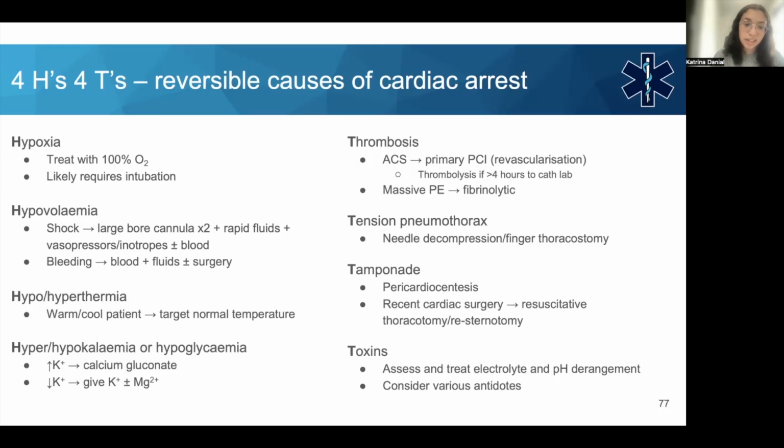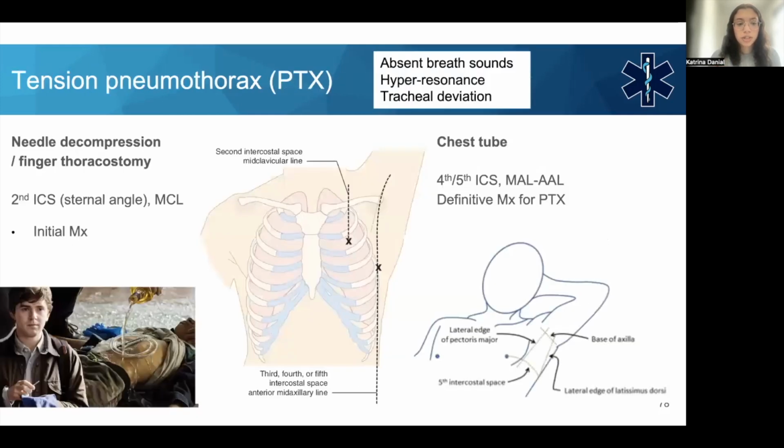If it's a massive PE, for example, saddle PE, and you can usually find that out because you would do an echo of the heart and you'd see signs of right heart strain, then you would proceed to fibrinolysis. Tension pneumothorax, so remember the signs of that would be deviated trachea, absent breath sounds, hyperresonance to percussion, and you would treat that with a needle decompression or a finger thoracostomy in the acute setting.